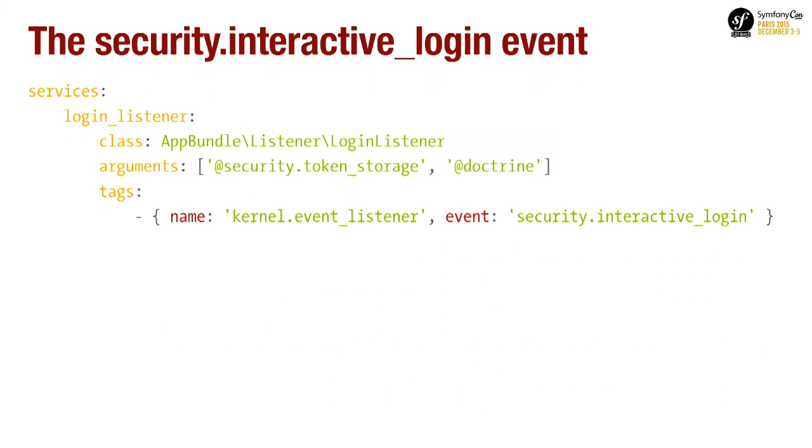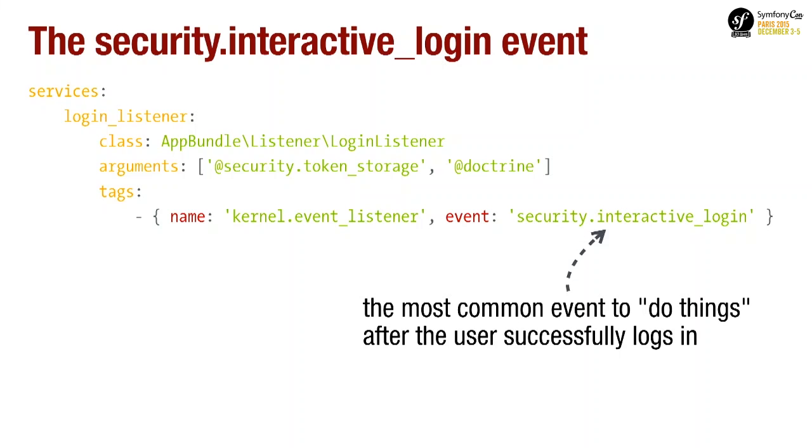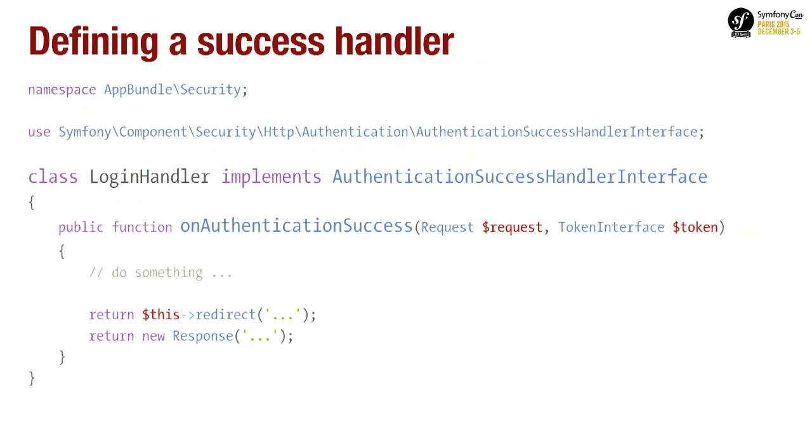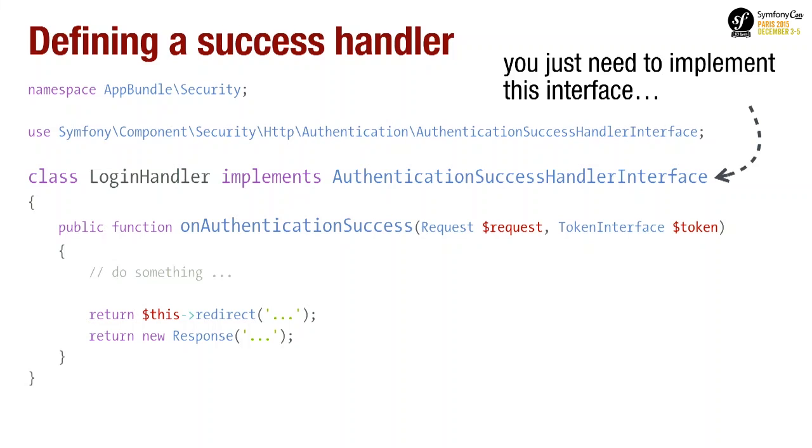A lot of people are doing this kind of thing, listening to the interactive login event, to do advanced stuff when the user logs in, like registering the last login date, or validating the user according to their security role, or other advanced stuff. Okay? This is not bad, but this should be done with an authentication success handler. So you only have to do this: create a class, LoginHandler, for instance, and implement that interface with that long name: AuthenticationSuccessHandlerInterface. You implement that, you return a response instance, and that's it.